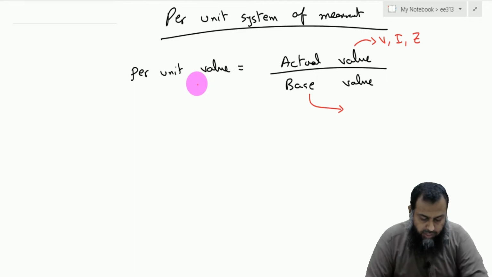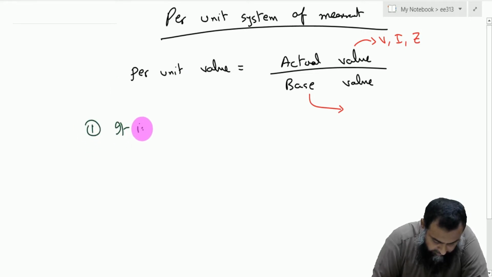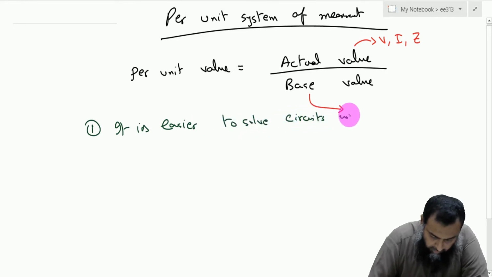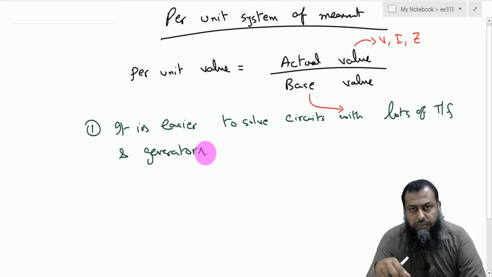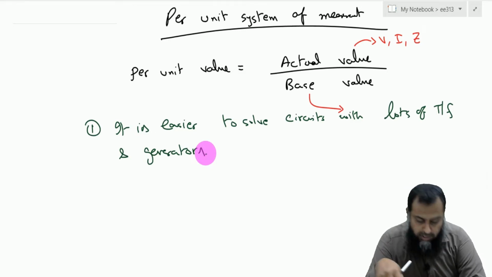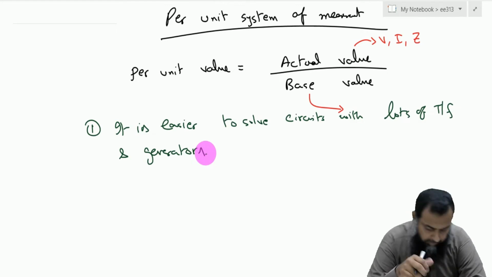What is the advantage of using a per unit system? The first advantage is that it is easier to solve circuits with lots of transformers and generators. Because the transformer and generator may have different parameters, in order to standardize them, we convert them into per unit values, and thereafter the circuit becomes very simple to solve.